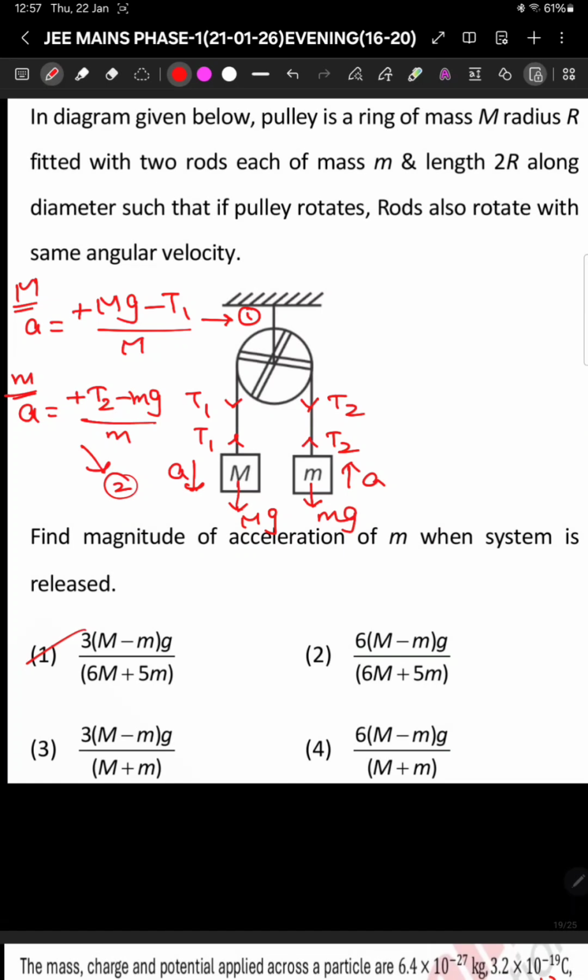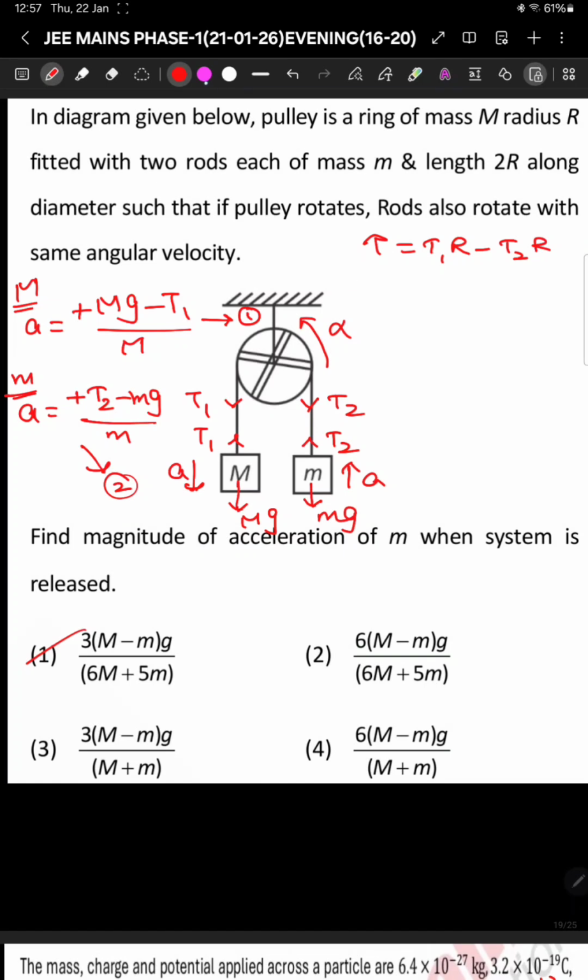Now let us apply the free body diagram for the pulley. On this pulley we will have torque. Torque formula is force into perpendicular distance. This T1 into perpendicular distance will give anti-clockwise torque. T2 into perpendicular distance will give clockwise torque. But finally this wheel rotates anti-clockwise as we assumed M is the heavy mass. So due to that, T1R is greater than T2R.